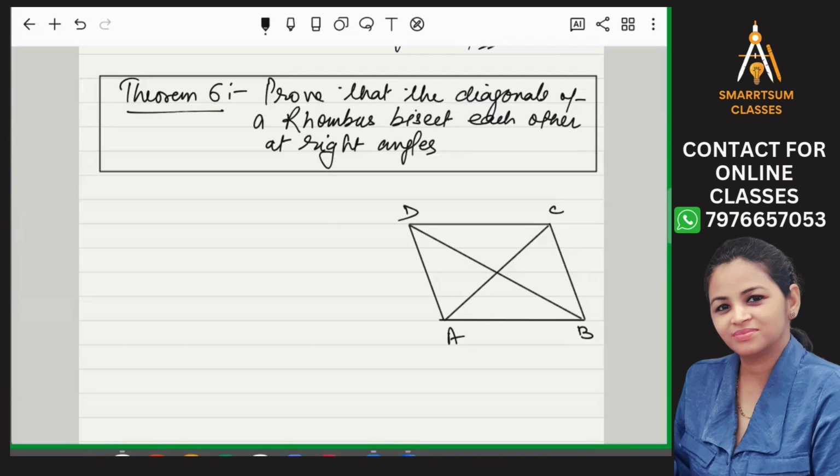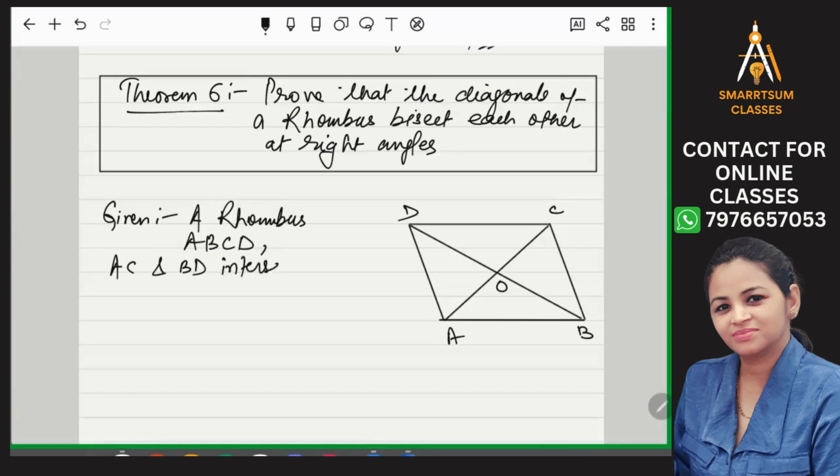So let's draw a rhombus. So what is given? First write it down. Given is a rhombus ABCD, right? And in this rhombus, AC and BD, the diagonals, intersect at point O, right? Okay.